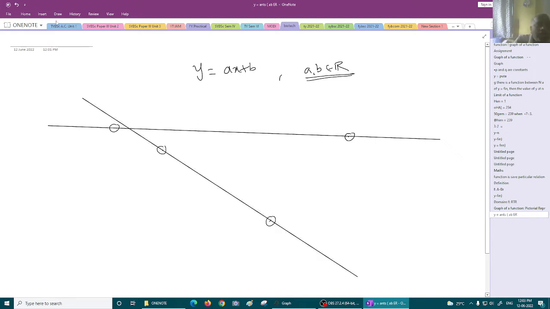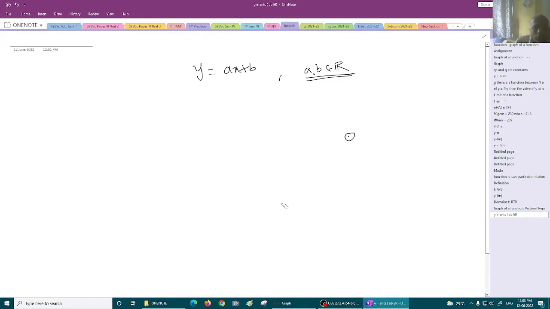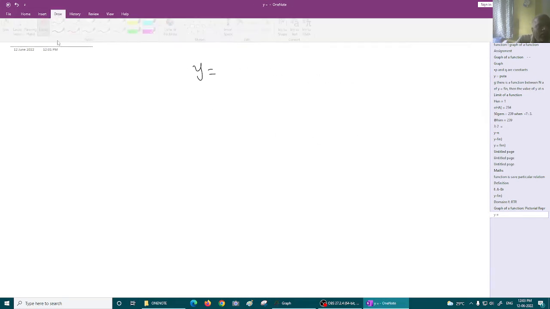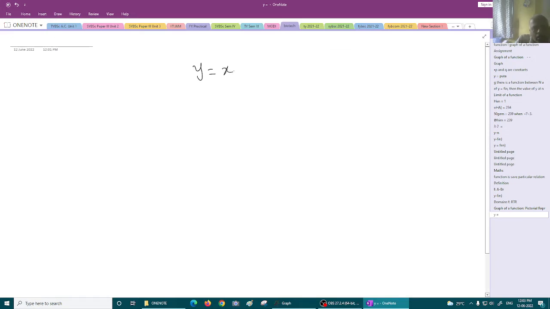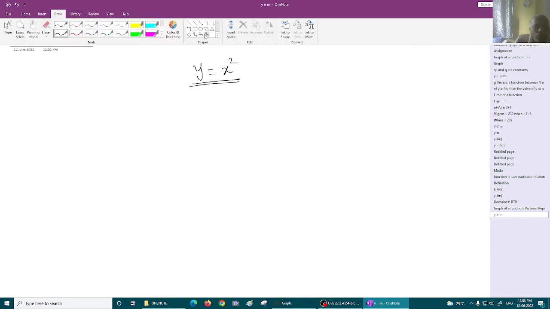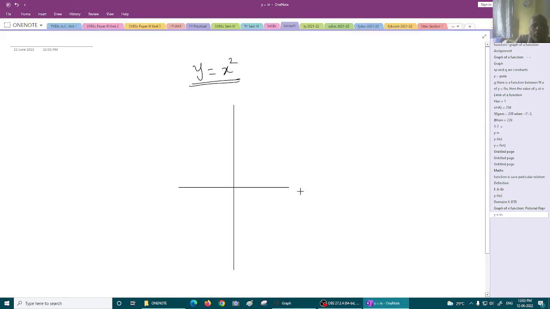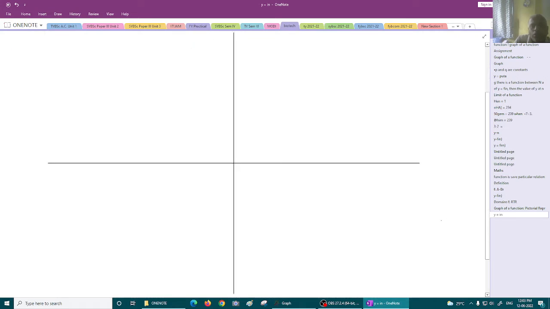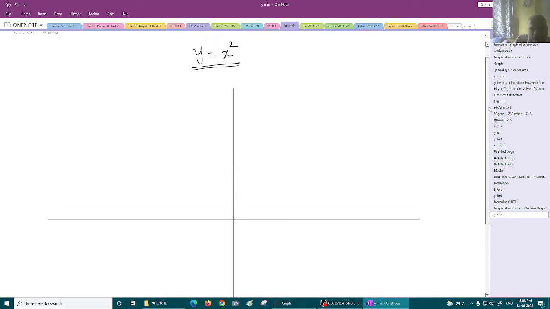But in general, when you change the nature of the function, for example, even if you consider y is equal to x square, it's not very difficult to get the idea, but the graph of this is not a straight line. So whenever I want to draw this type of graph, the idea is that you consider several points. That will give you a general idea about the nature of the graph, and then you join these points by a smooth curve.